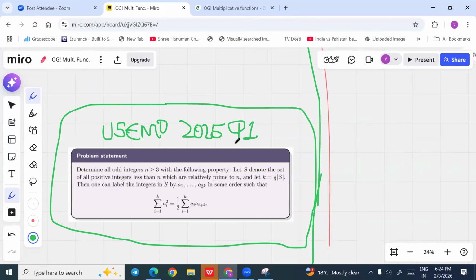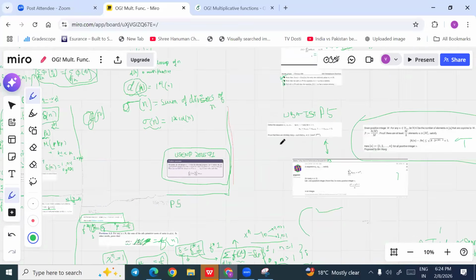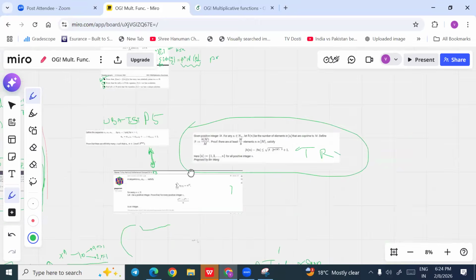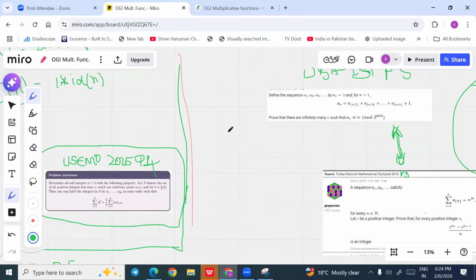USA TSTST 2025 P1. And so, which one of the two problems do you want to do now? It's 25 P4, right? Oh, yes. Sorry. Before. Never mind.